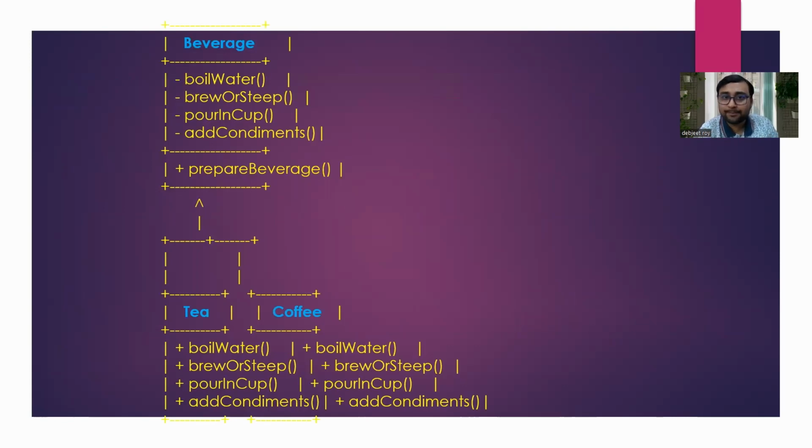This is one of the examples that I am explaining to you: there is a beverage. In similar types of use cases, you have to understand that we have to go for the template design pattern. When there is a beverage, like tea is a beverage, coffee is a beverage.